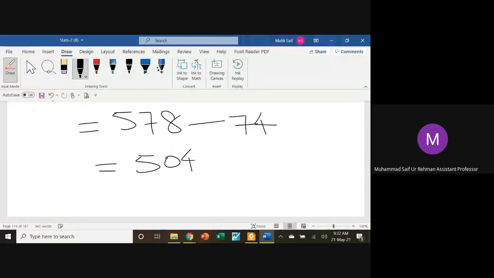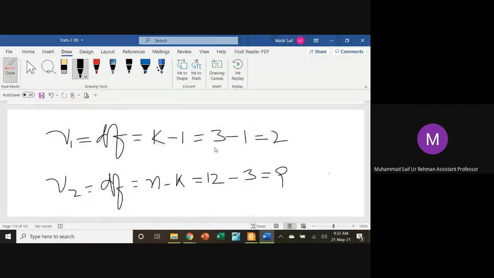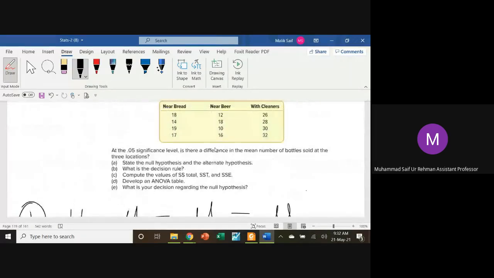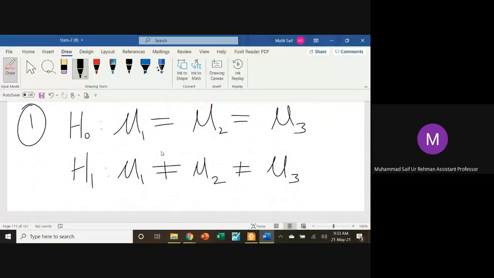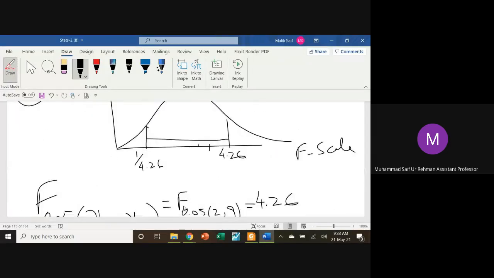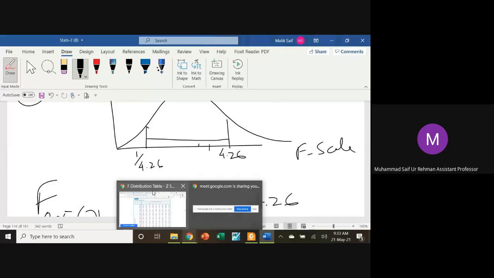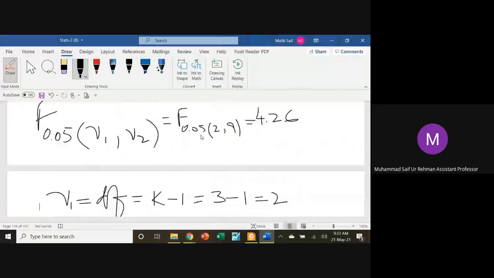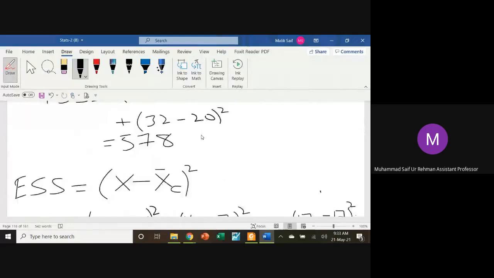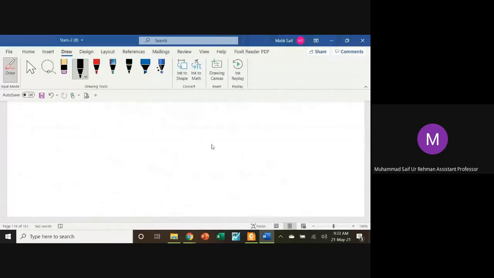504. So we have answered this part, and we have provided the values for SS total, SST, and SSE. Now develop an ANOVA table. This is very important. How will you develop an ANOVA table? The format of the ANOVA table is like this.